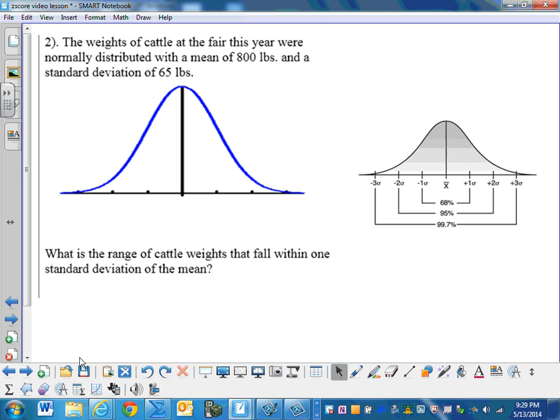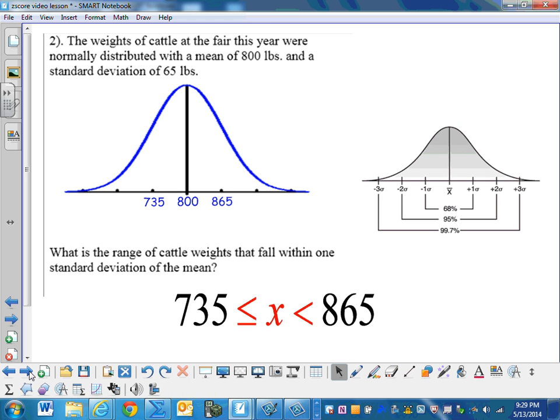The weights of cattle at the fair this year were normally distributed with a mean of 800 pounds and a standard deviation of 65 pounds. What is the range of cattle weights that fall within one standard deviation of the mean? Go ahead and try that. So to be within one standard deviation of the mean, we add 65 and we subtract 65 from our mean of 800. To represent it as an interval, we would write 735 is less than or equal to x, which is less than 865.